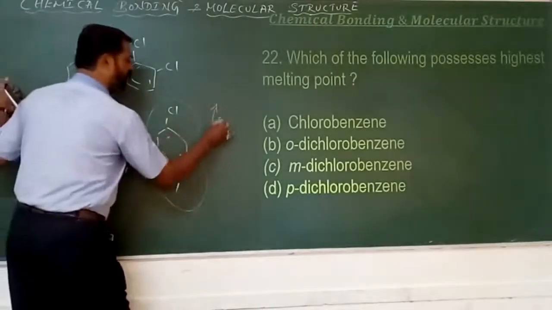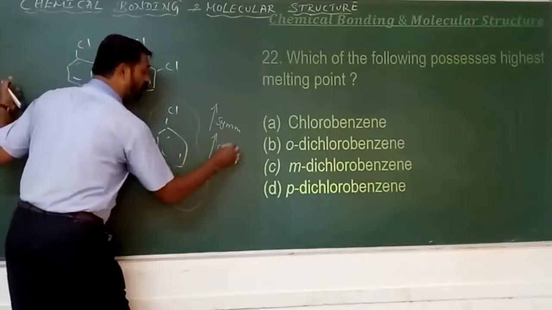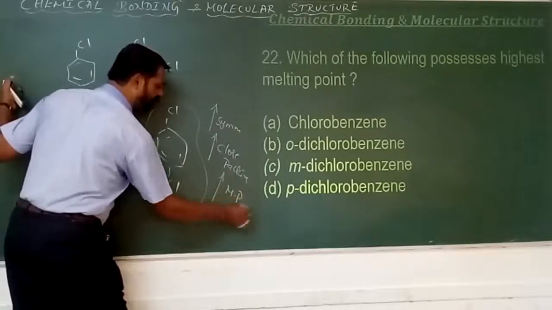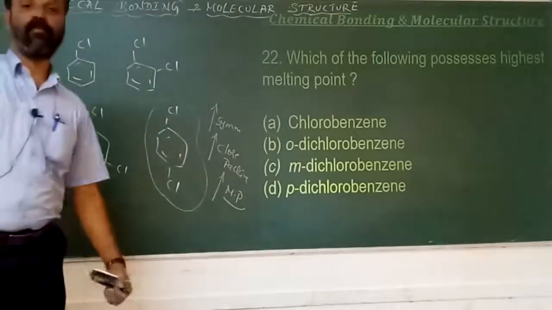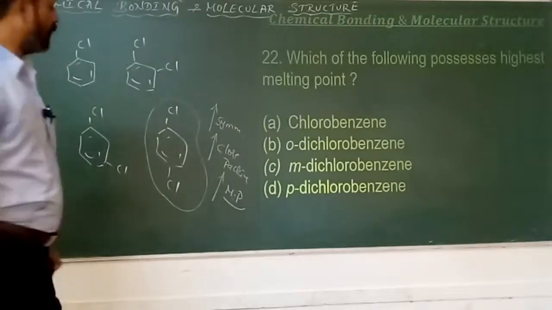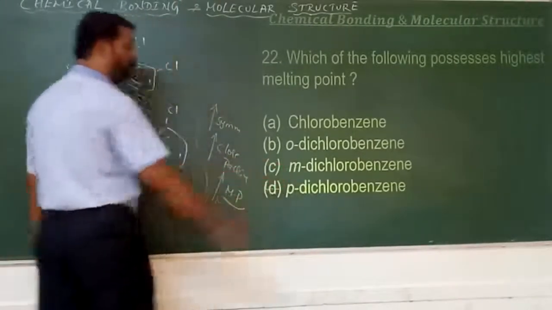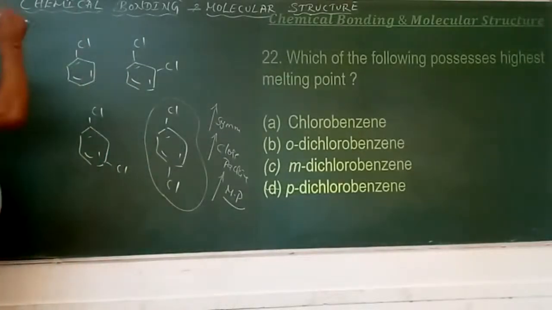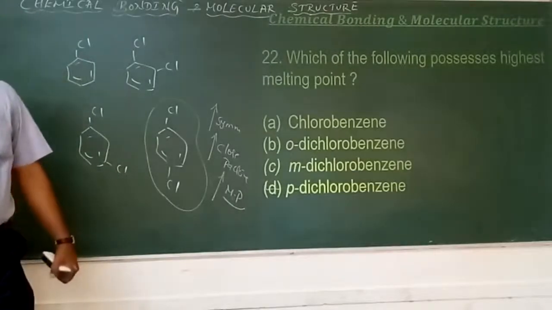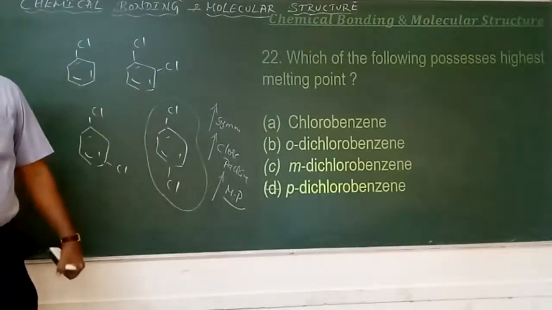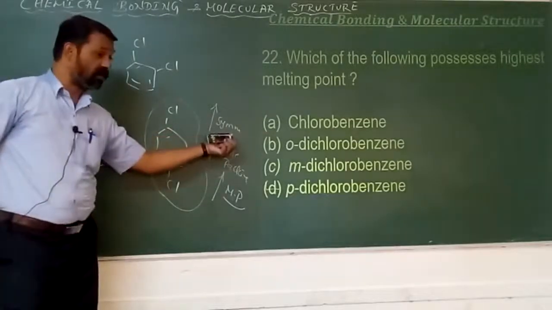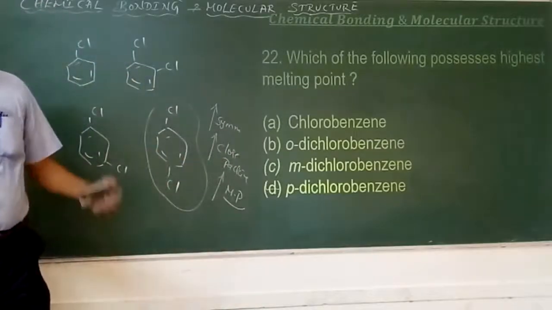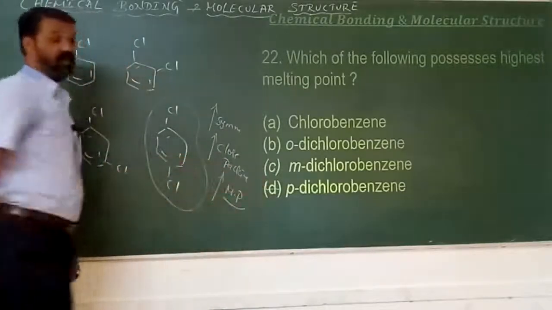The more symmetric the nature, the more closely packed the arrangement, and the more energy is needed to break it. Therefore, para-dichlorobenzene has the highest melting point among chlorobenzene, ortho-dichlorobenzene, meta-dichlorobenzene, and para-dichlorobenzene. Para-dichlorobenzene has a more symmetrical structure, so the molecules are closely packed. If the molecules are closely packed, we can expect a higher melting point.